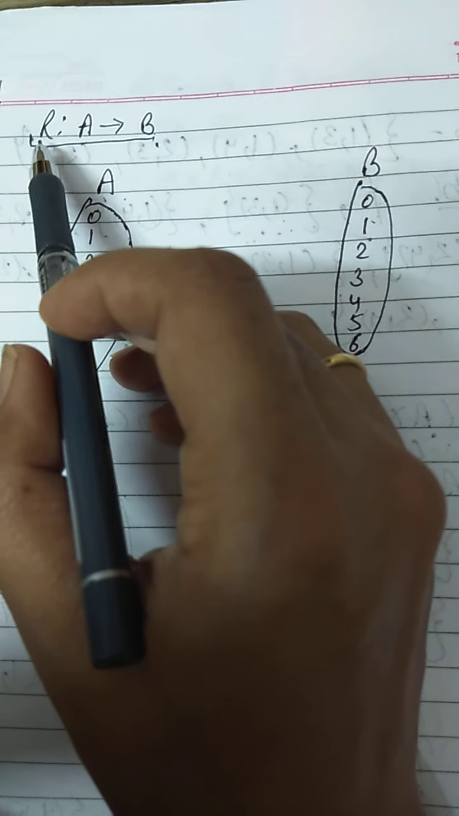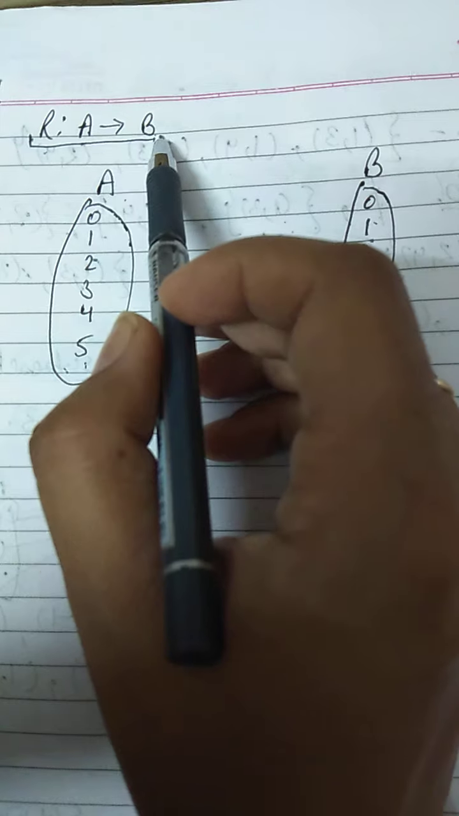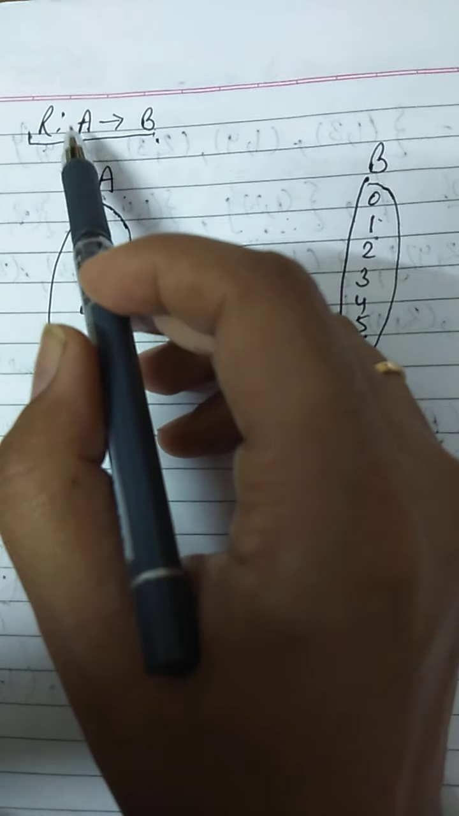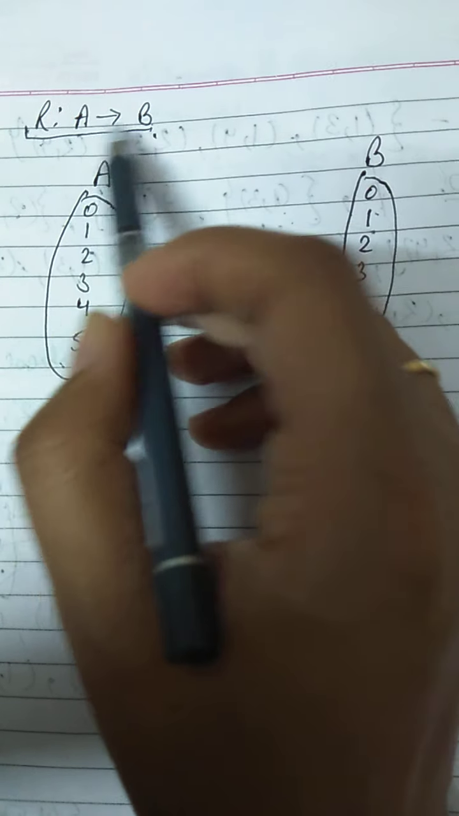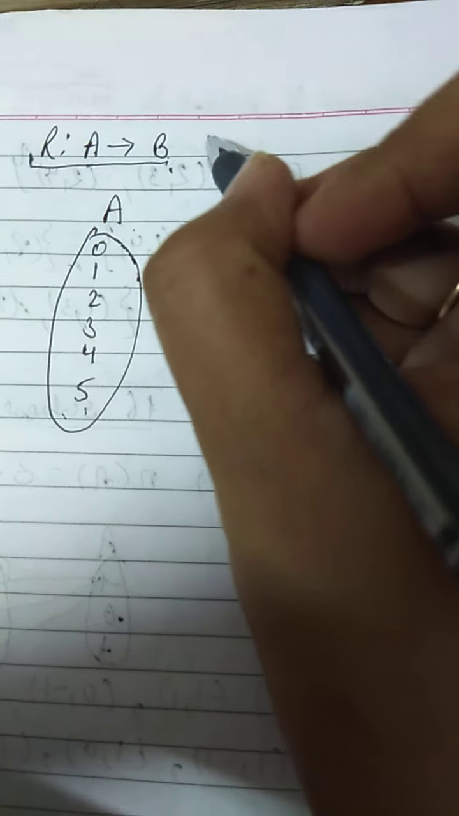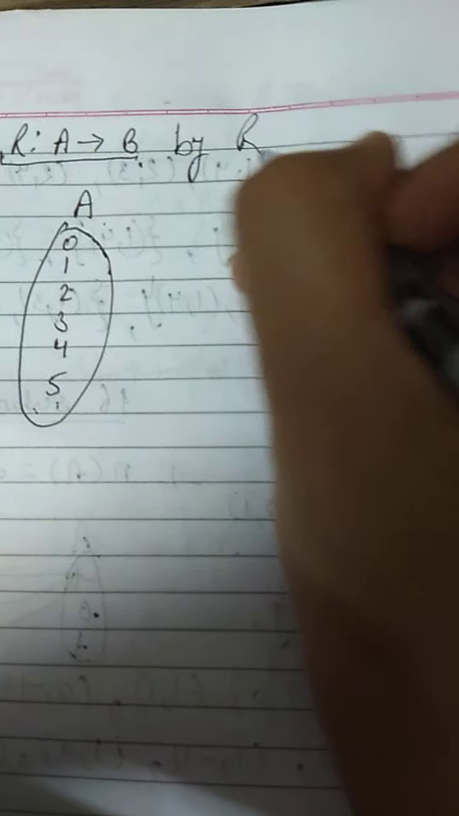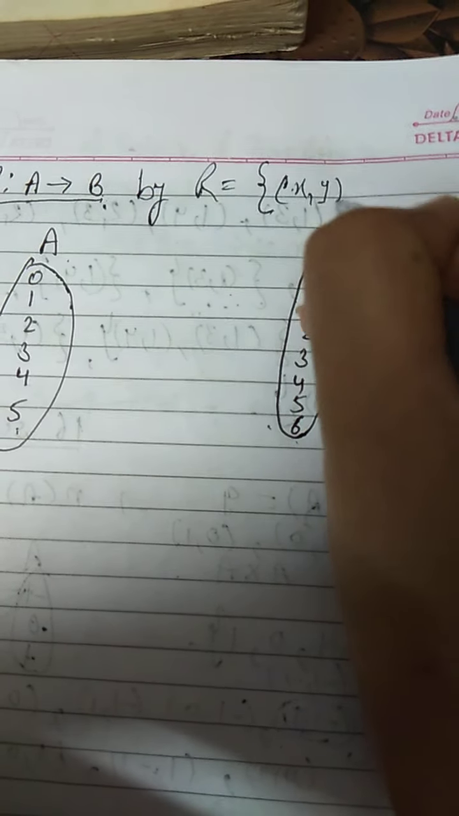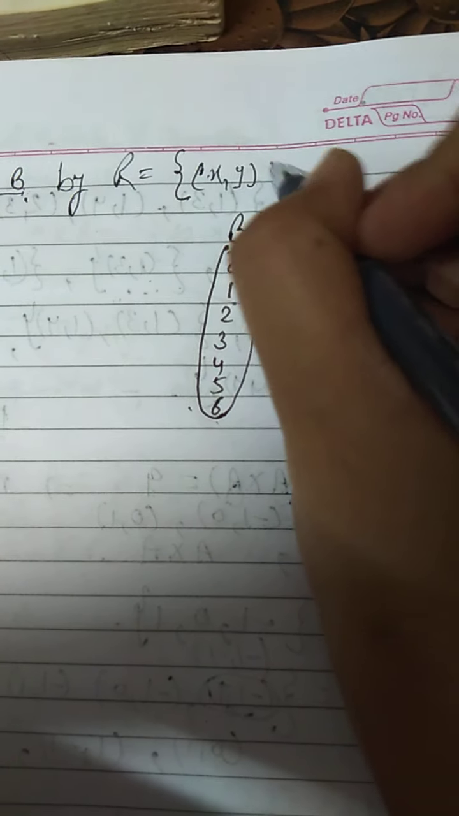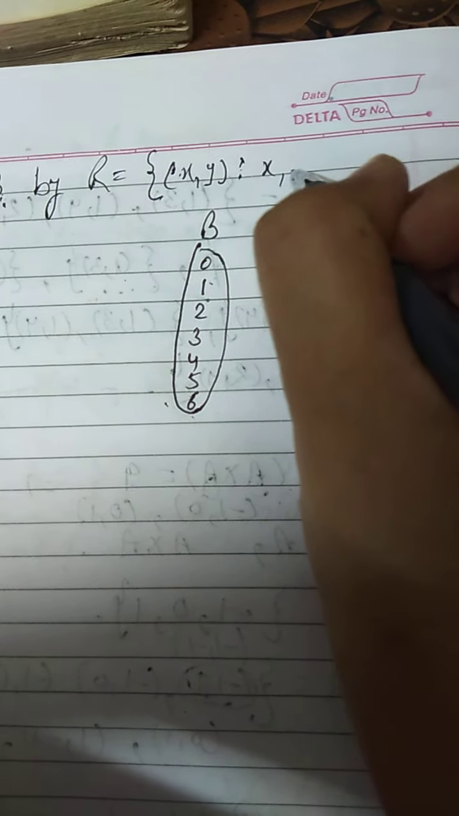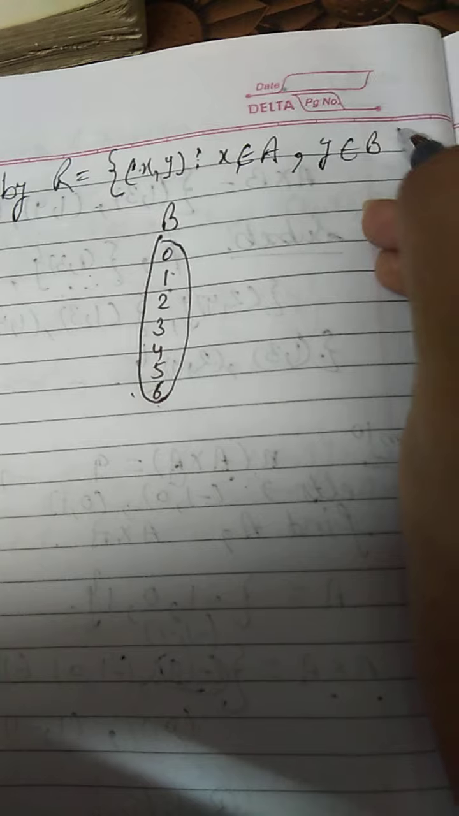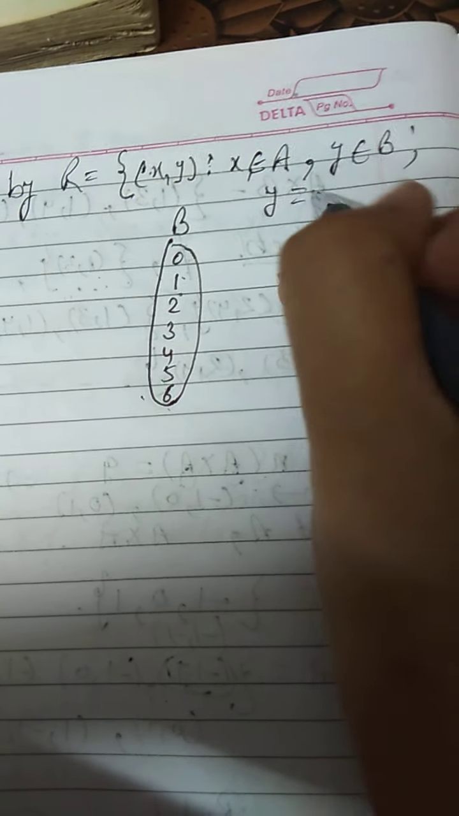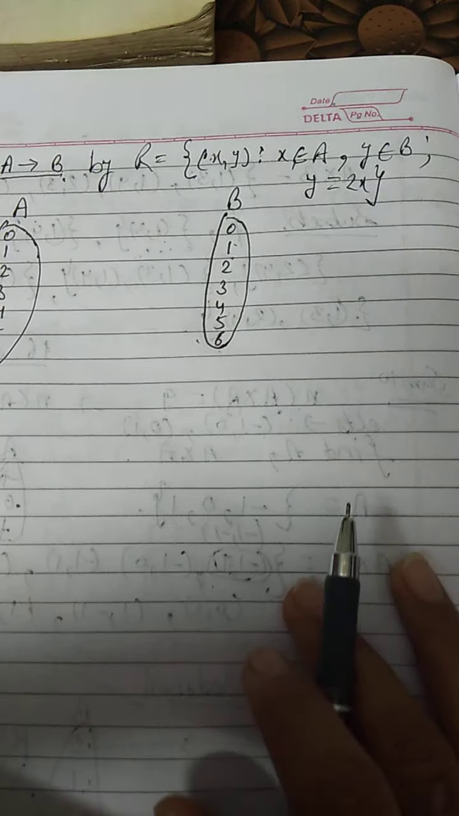Now if you notice here I have written R colon A arrow B. How will I read it? R is defined from A to B. This arrow is defining that the relation is defined from A to B, and the relation is defined by R equals, here we will write down the criteria based upon which we will write down the relation: all the ordered pairs (x, y) such that x belongs to set A, y belongs to set B, and what is the criteria? That y is equal to 2 times x. The same criteria I have taken.